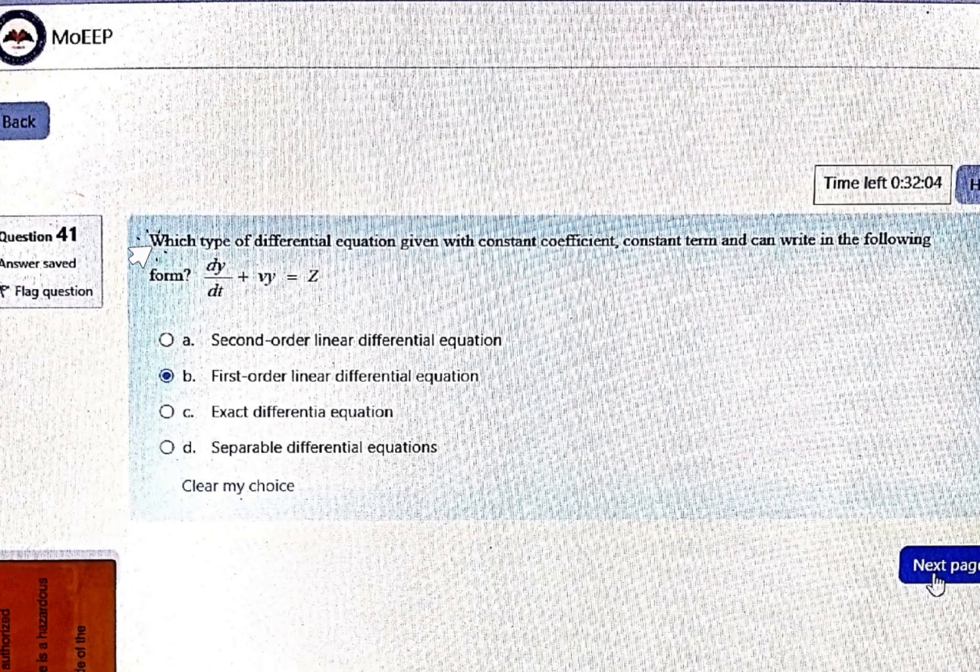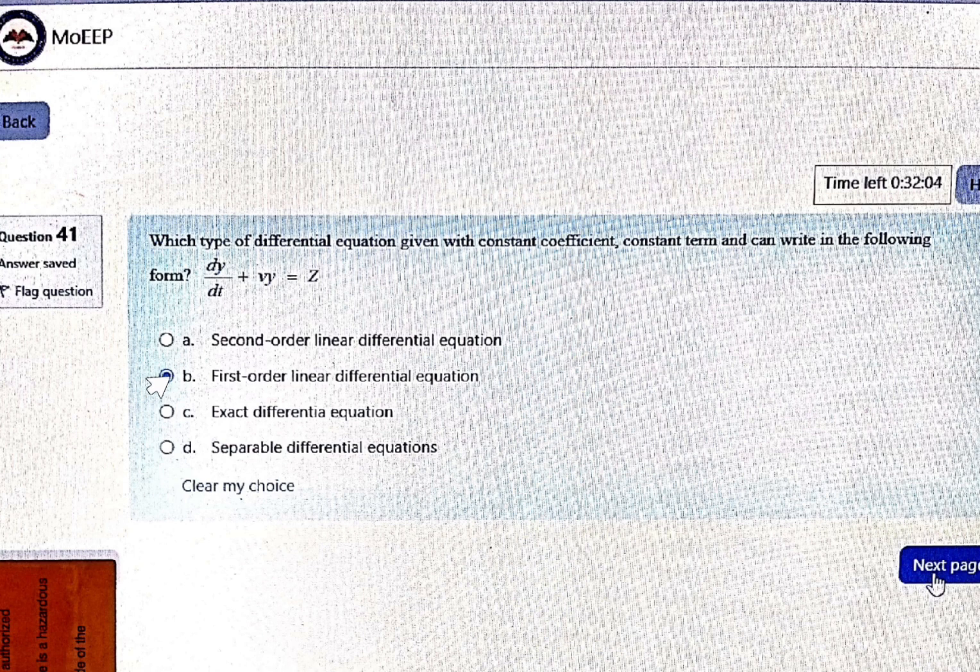Okay, question 41: Which type of differential equation, given with constant coefficient, can be written in the following form? This is the form: A, second order linear differential equation; B, first order linear differential equation; C, exact differential equation; D, separable differential equation. So the correct answer is B, first order linear differential equation.